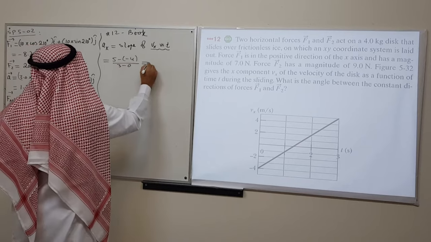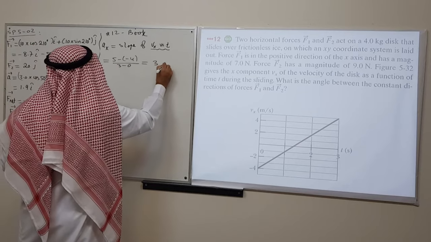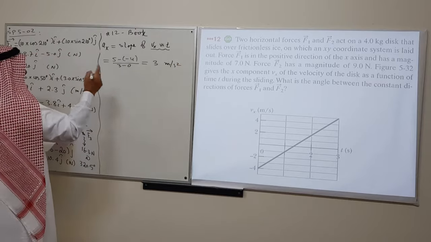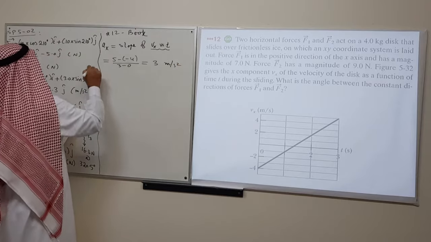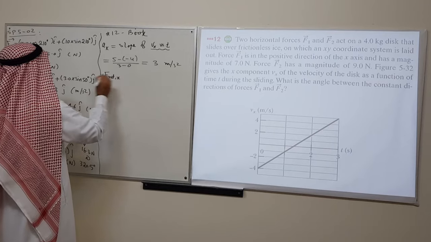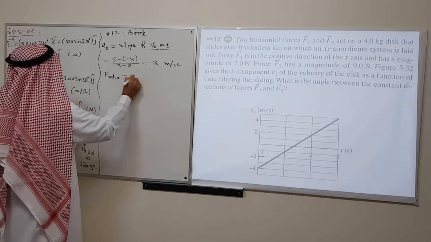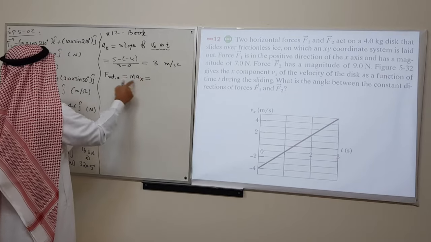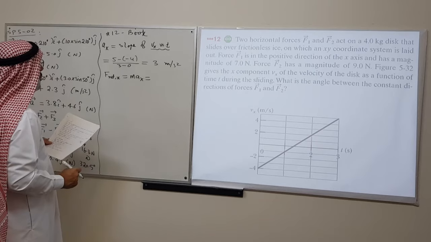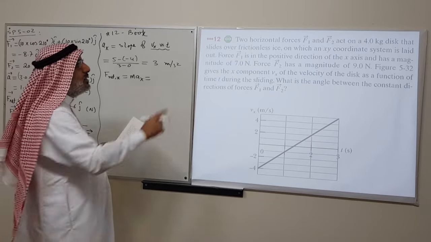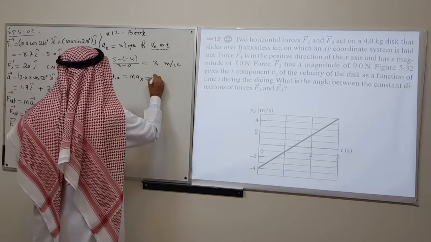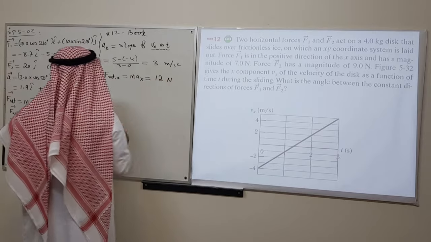So this is 9 over 3, that's 3 meters per second squared. And therefore, since we have the acceleration, now we can find the x component of the net force, which is equal to m a_x, okay? I'm talking about the x component of the forces. So, how much is the mass? 4 kilograms multiplied by 3, that will give us 12 newtons.